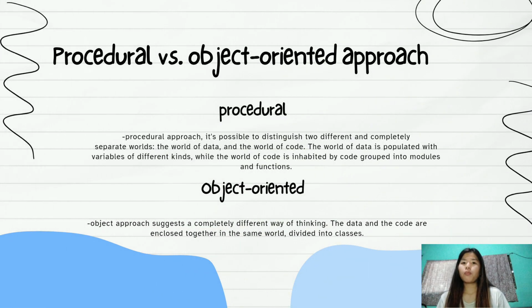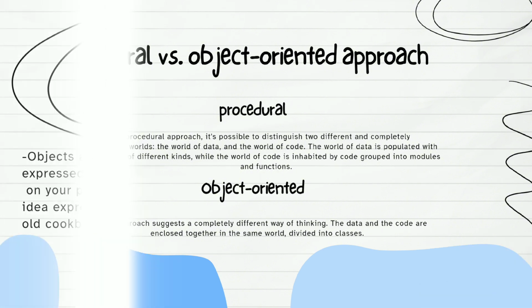Procedural versus object-oriented approach. In the procedural approach, it is possible to distinguish two different and completely separate worlds: the world of data and the world of code. The world of data is populated with variables of different kinds, while the world of code is inhabited by code grouped into modules and functions. The object approach suggests a completely different way of thinking. The data and the code are enclosed together in the same world, divided into classes.